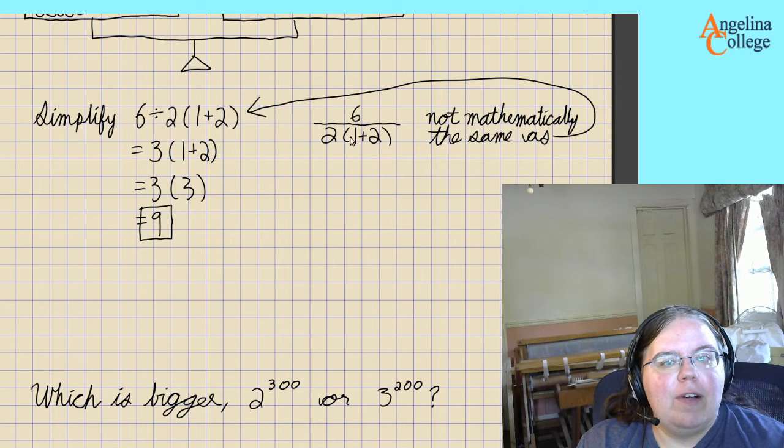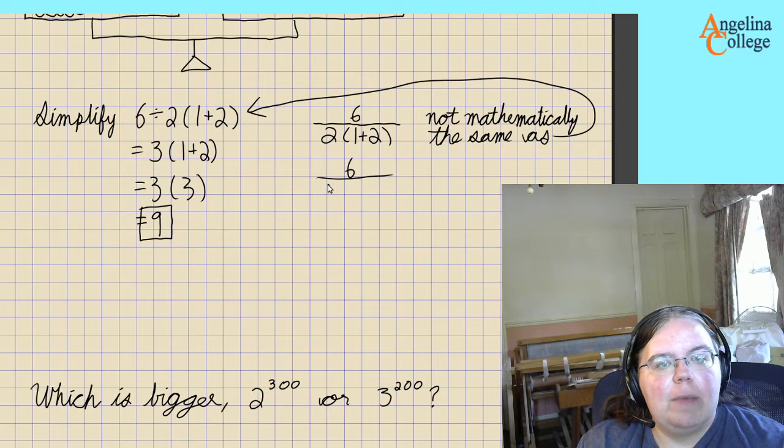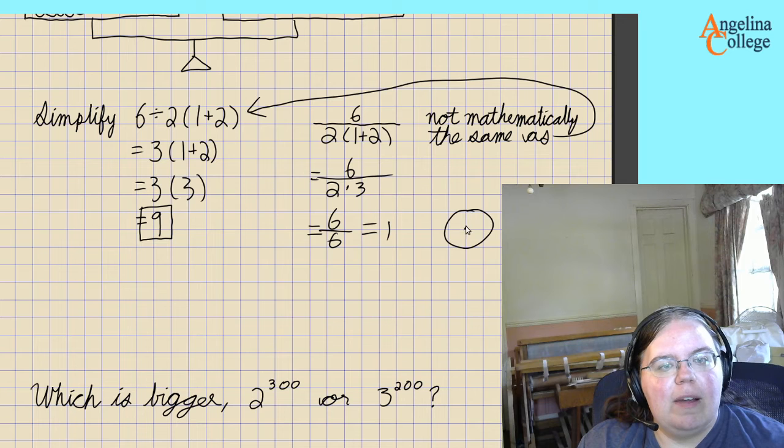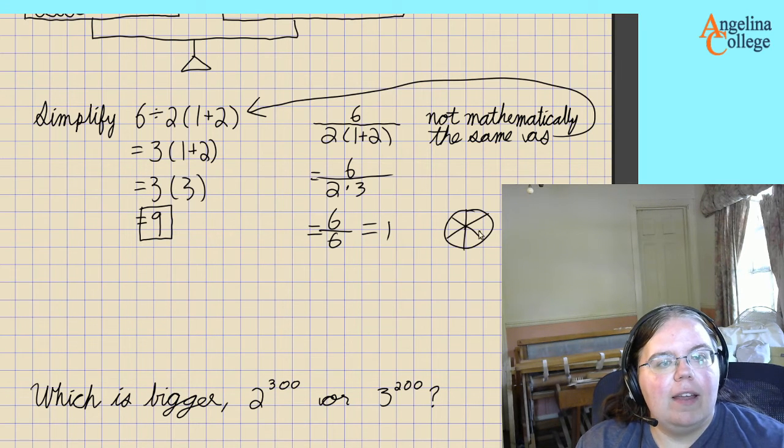And when you follow this through, it's like, okay, well, we'll do what's in our parentheses first. So copying over, that will give us 6 over 2 times 3, which is just 6 sixths, which is 1. You can tell by sketching out 6 sixths. Clearly that's a whole, and it's also 6 of them.